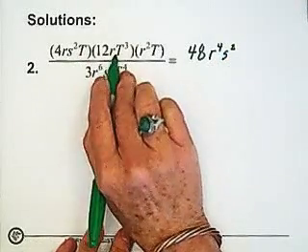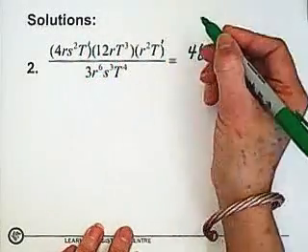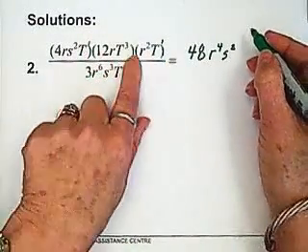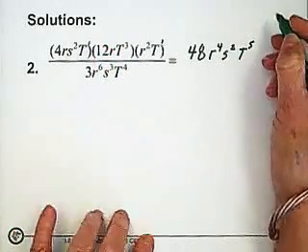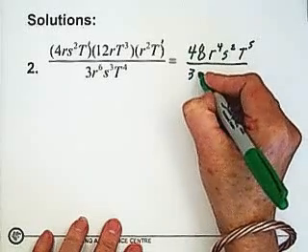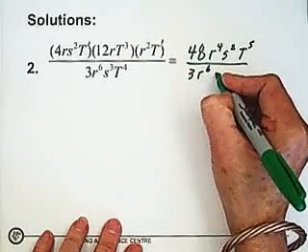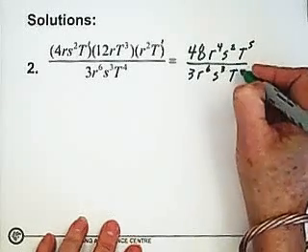Now we have t times t cubed times t. So these two have the exponent of 1. So when we multiply them, we add all the exponents and we end up with t to the fifth. And in the denominator we have 3 r to the sixth s cubed t to the fourth.